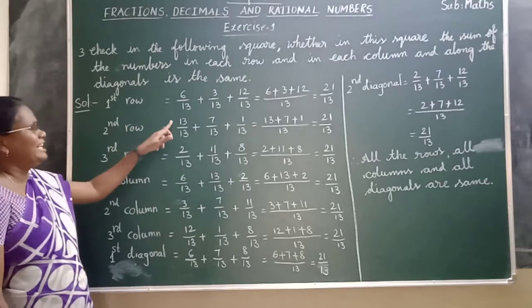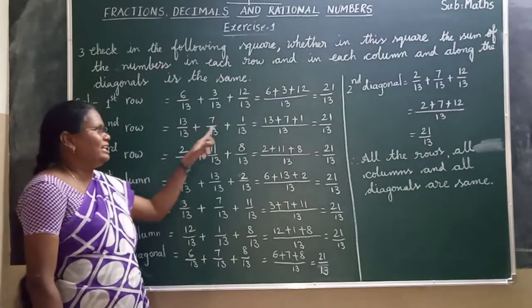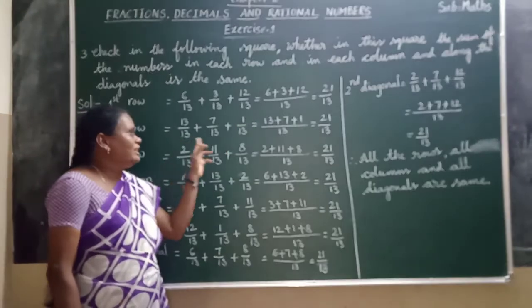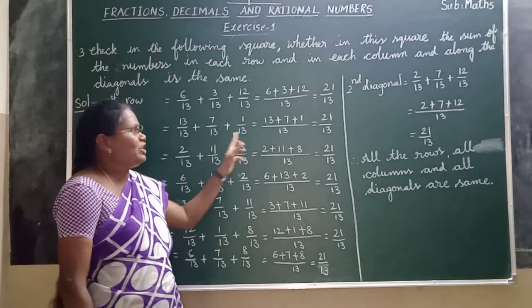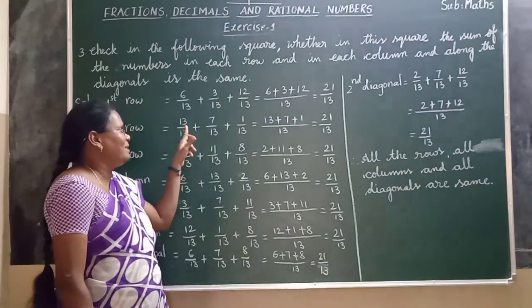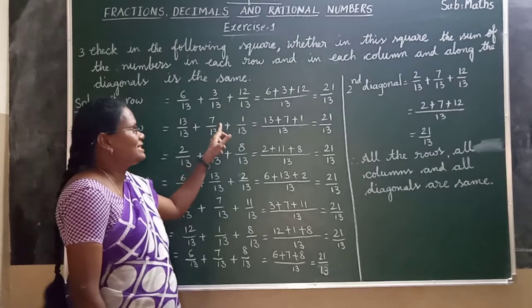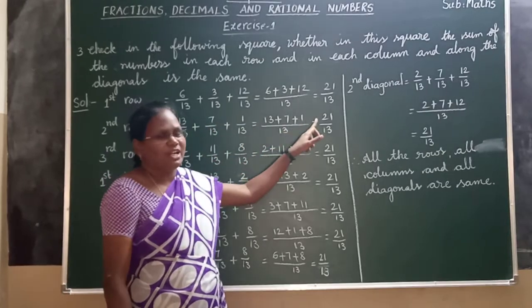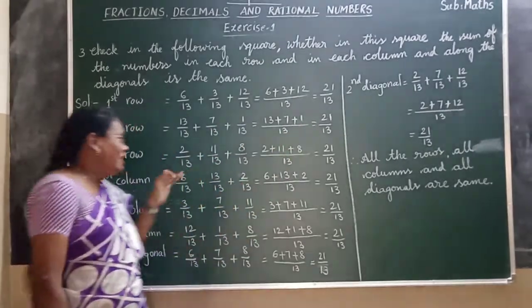Now second row: 13 by 13 plus 7 by 13 plus 1 by 13. Here all the denominators are same. The LCM is 13. Add the numerators: 13 plus 7 plus 1. 13 plus 7 is 20. 20 plus 1 is 21. 21 by 13.